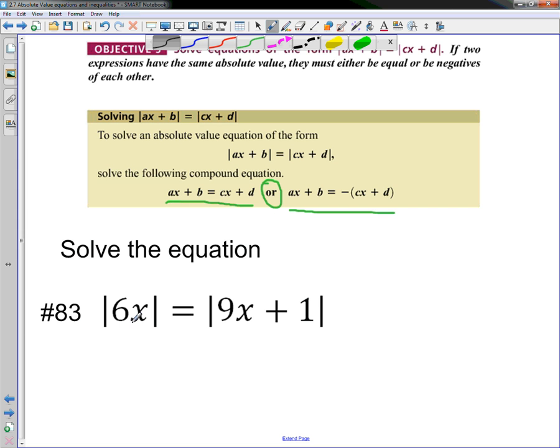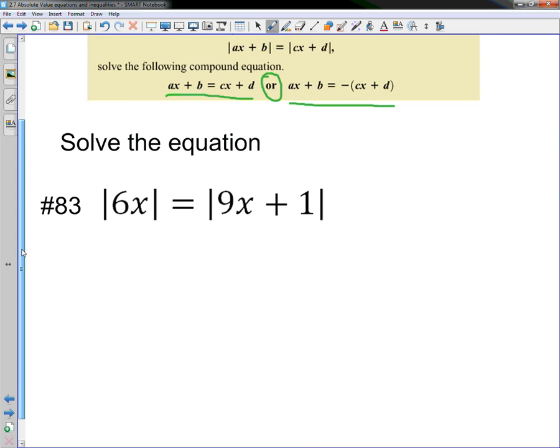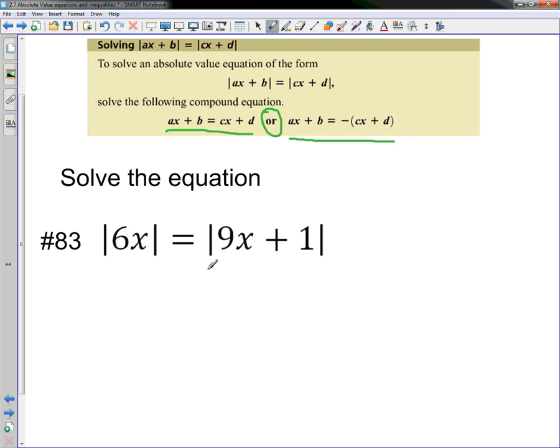So I have an absolute value equal to an absolute value, so that's telling me to use this definition, and it's telling me to break it apart into two equations with the word or. The first one is if we just eliminate the absolute values, and we have first one equal to second one. The second one is we have the first one equal to negative the opposite of the second one. Notice how I'm using parentheses.